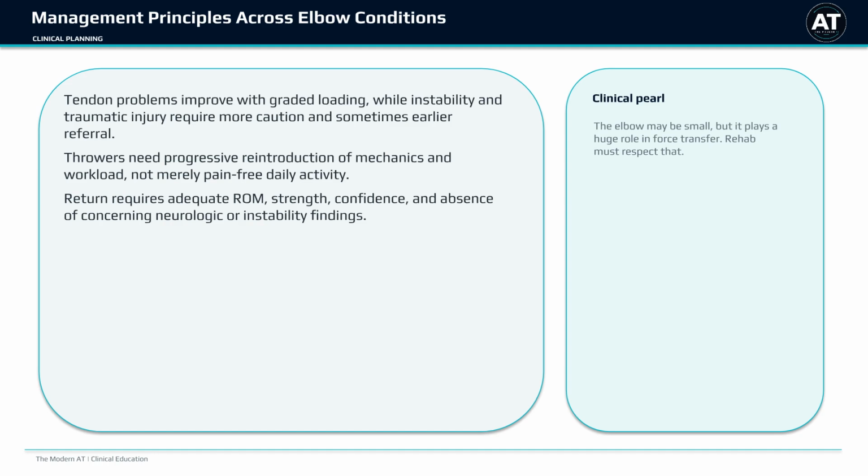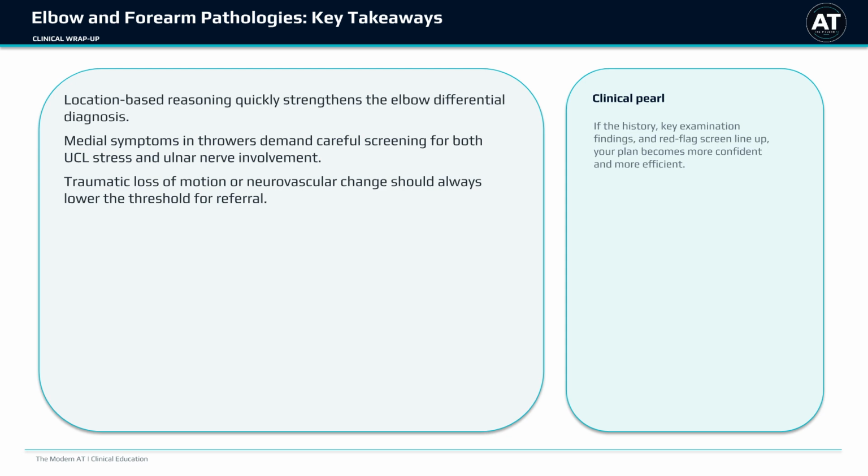Traumatic injuries with deformity, swelling, neurovascular changes, or motion loss require protection and referral. Return to sport requires ROM, strength, grip capacity, confidence, sport-specific tolerance, and no concerning instability or neurologic findings. The key takeaway is that elbow evaluation becomes stronger when you use location-based reasoning.